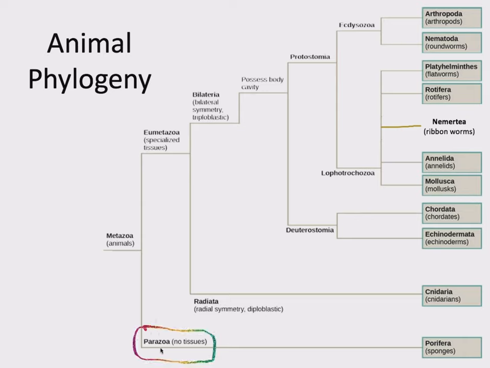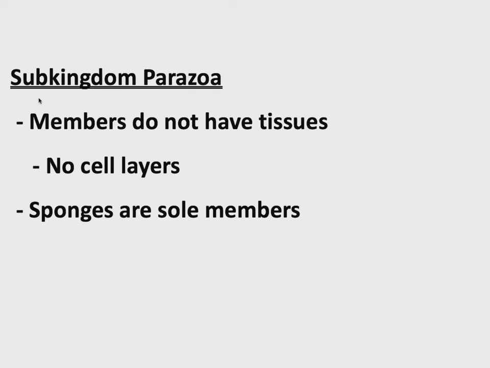Let's start down here in a group called Parazoa. Technically, Parazoa is a sub-kingdom. So this is domain, kingdom, phylum. We're not to the phylum level yet. This is underneath Kingdom Animalia, sub-kingdom Parazoa. Members of sub-kingdom Parazoa do not have tissues.